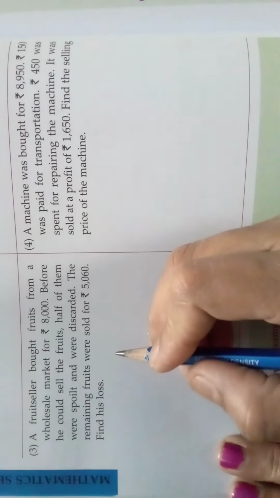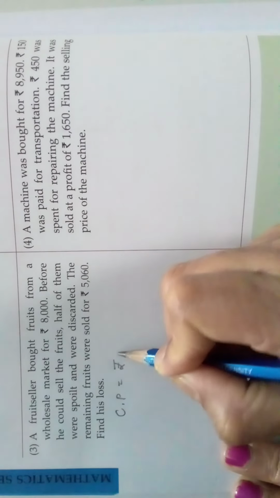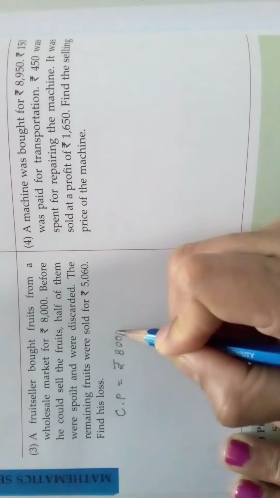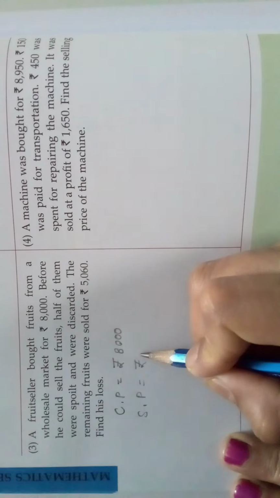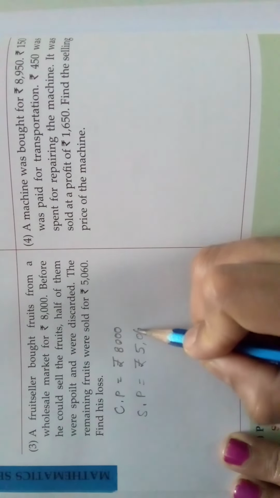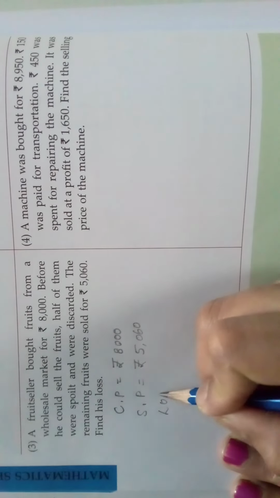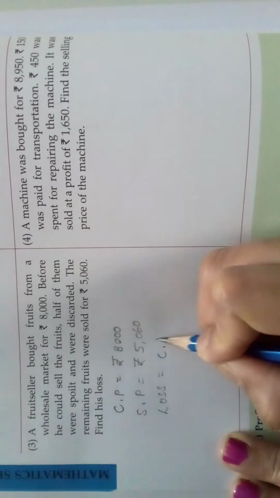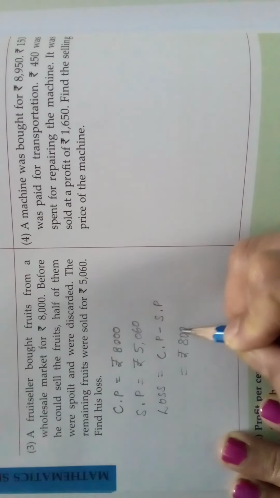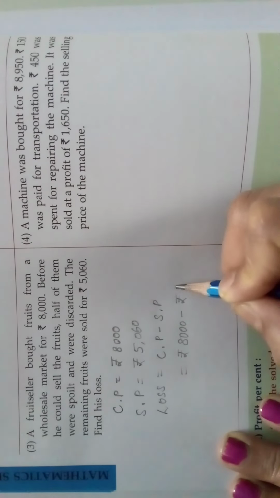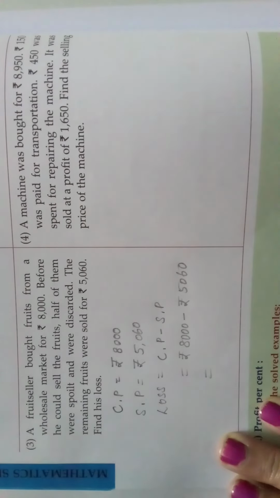So here, what is the cost price, children? Cost price CP is equal to rupees 8,000. And what is the selling price? That is nothing but 5,060. So what is the loss? We know loss is equal to cost price minus selling price, that is rupees 8,000 minus rupees 5,060. So you do the sum and get the answer.